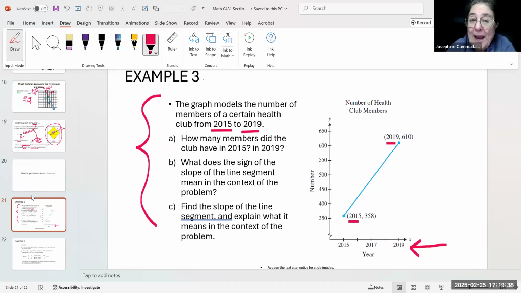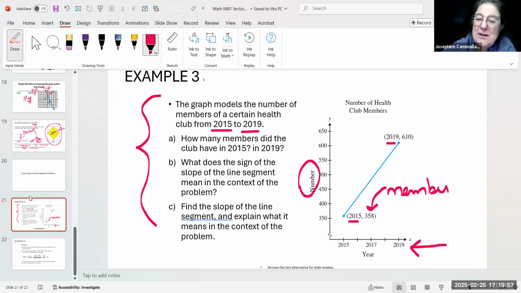Now, we're reading this graph. How many members did the club have in 2015? It had 358 members. That's the member number. And notice number, members. 2015, which is my X, is the year. Now, 2019 had 610 members. Very easy to read.